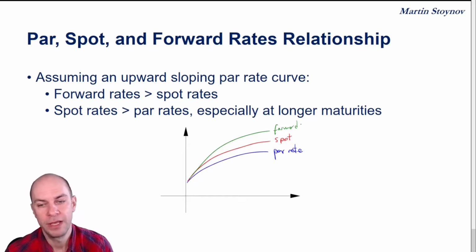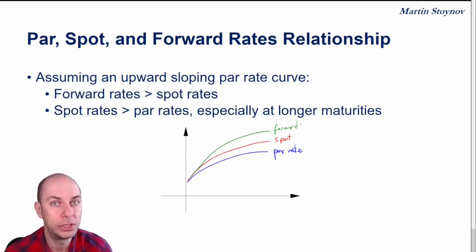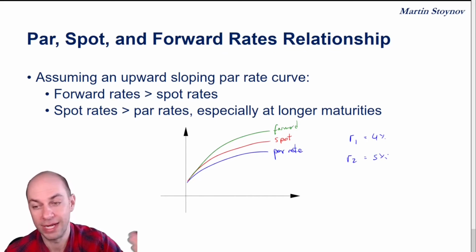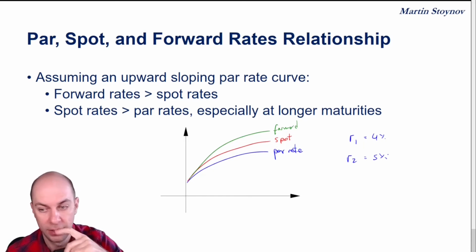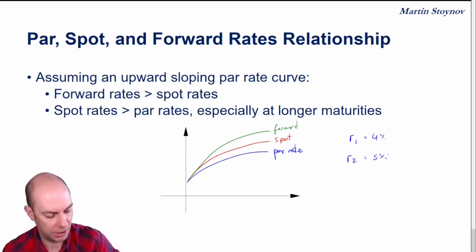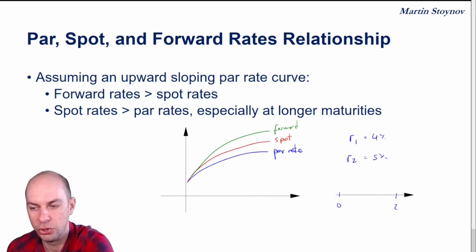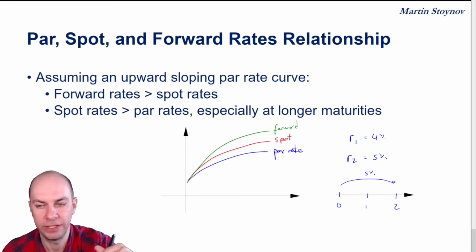Well, remember that you can think of a long-term spot rate as an average of shorter-term forward rates. As an example of that, if I said R1 is 4 and R2 is 5, what I can say here is, yes, I've got an upward sloping spot rate curve, but this 5% for the 2-year period, okay, let's have 0 and 2. I'm essentially making 5% over 2 years. So 5 in year 1 and 5 in year 2.